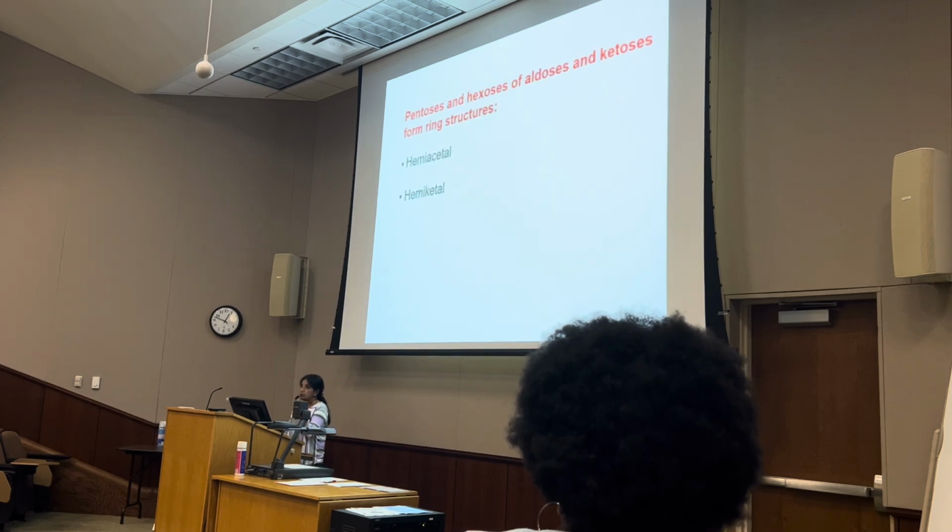Alright, so that's pretty straightforward. So just come and memorize it and get that question right. So pentoses and hexoses of the aldoses and ketoses can exist both as a hemiacetal and hemiketal.